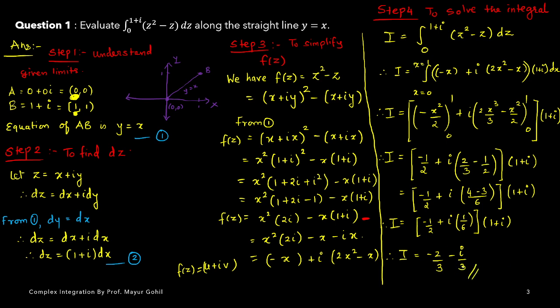Okay, so this is how you calculate the complex integration. So there are four steps. First is finding the limits. Second step is finding dz, the appropriate dz. Third step is simplifying f of z. Fourth step is solving the integral.